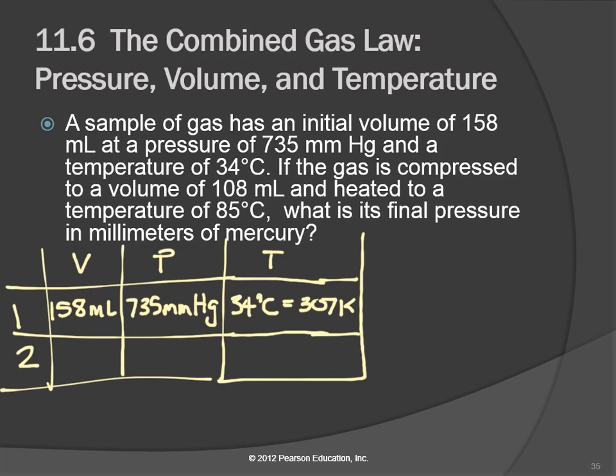If the gas is compressed, so there are some words about things changing, to a volume of 108, that's the new volume, 108 milliliters, and heated to a temperature of 85 degrees Celsius, convert it to Kelvin right away, otherwise you'll forget, 358 Kelvin. What is its pressure? The final pressure. So we filled out the table, we've got a blank. What are we going to call that blank? P2. Doesn't that work out nice?